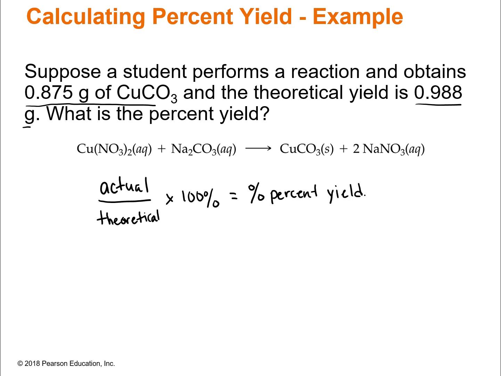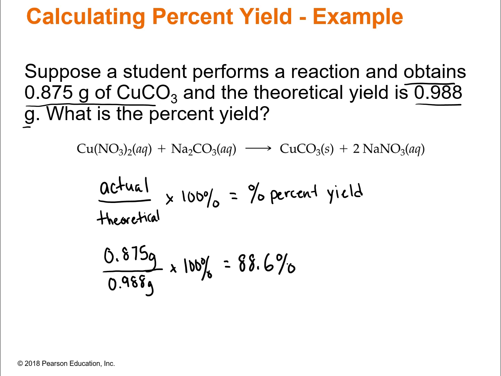To calculate that, we take the actual divided by theoretical, multiplied by 100%. The actual yield is 0.875 grams. They perform a reaction and obtain that, so that tells you that's what they got in the real world. And it spells it out plain as day that the theoretical yield is 0.988. When you do that math, you're just going to take the 0.875 divided by 0.988 and multiply by 100%. With sig figs, you should get 88.6. Does that make sense?